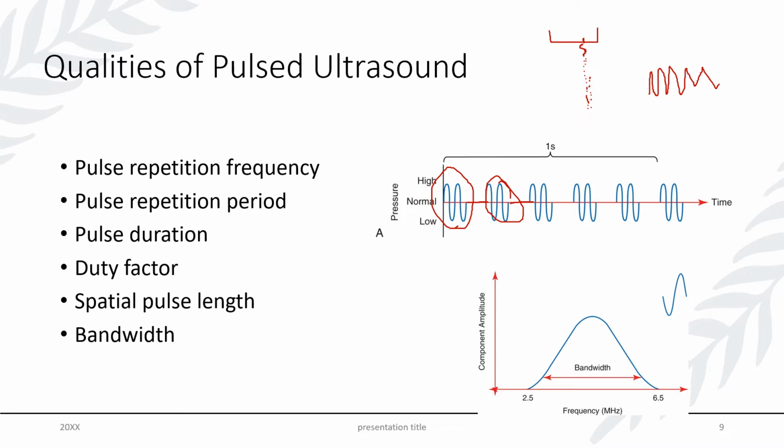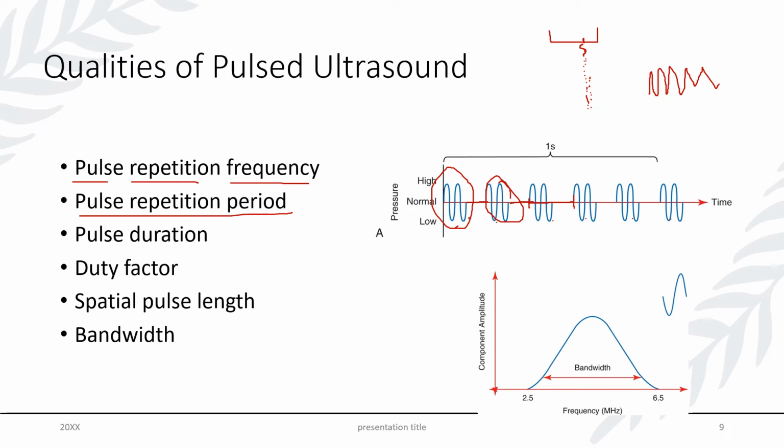Because that is how we utilize ultrasound in medical imaging or diagnostic sonography, it's important to understand a few terms that go along with that. If I have many, many pulses being created per second, I am going to have a high pulse repetition frequency. Very similar to the descriptors we already talked about. Now, if I want to know how long it is from the beginning of one pulse to the beginning of the next pulse, that would be my pulse repetition period.